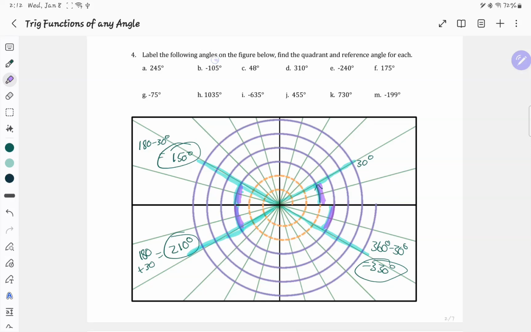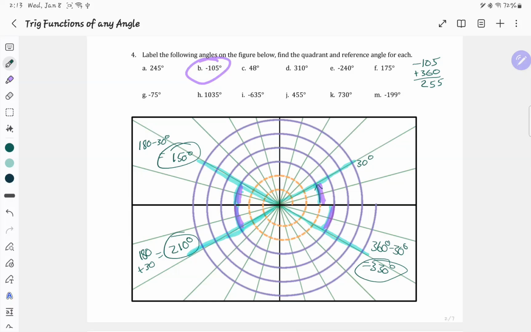Let's start with maybe this negative 105. Where is that? I may not know for sure, but there's 2 ways to count this. One way would be to add 360 to that. Negative 105 plus 360 would be, let's see, 255. So you could go around in the positive direction to 255 and figure out where that ends.